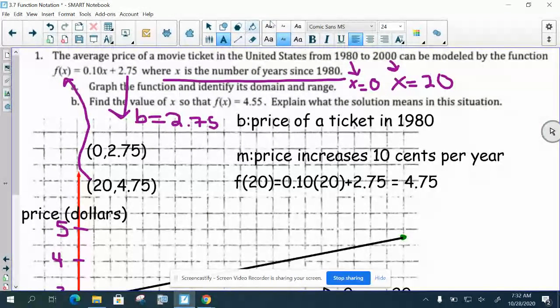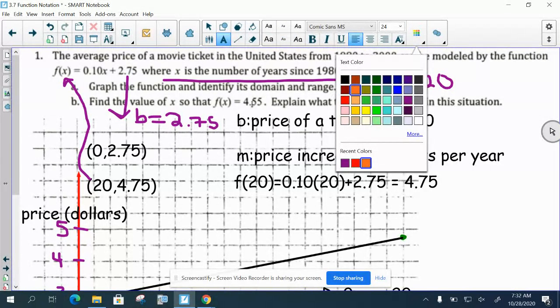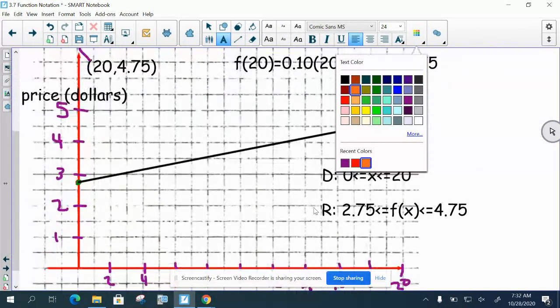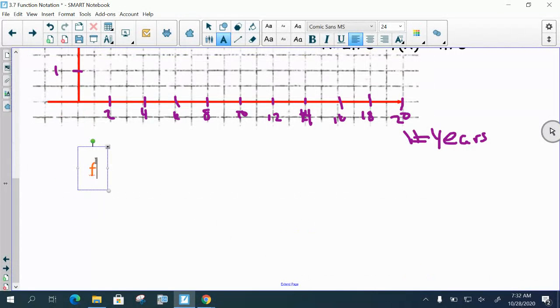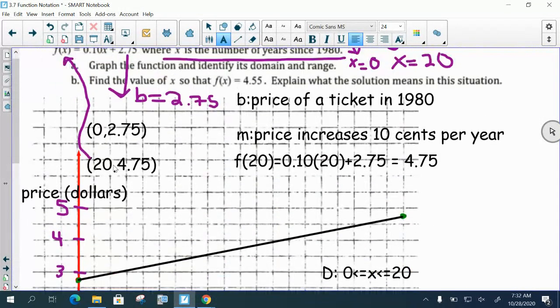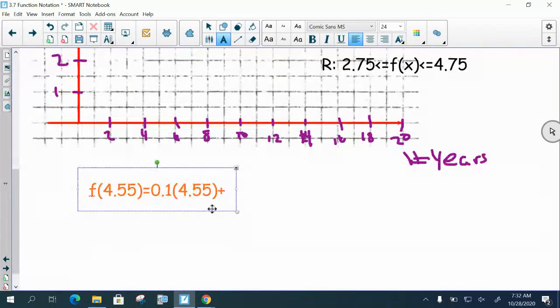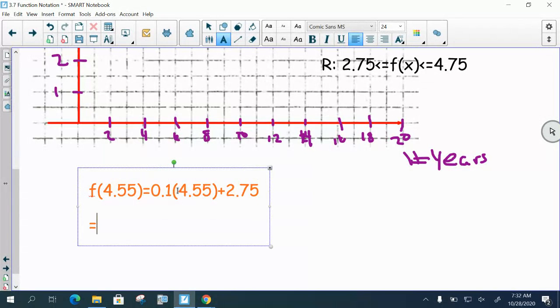Okay, so this is the last thing we'll do here. Well, if you plug in 4.55 to the equation, so f of 4.55 equals 0.1 times 4.55, and then plus, what were we adding to it? 2.75, yeah, that's right. Plus 2.75. Well, you might be able to do this in your head. 0.1 just moves the decimal place over.